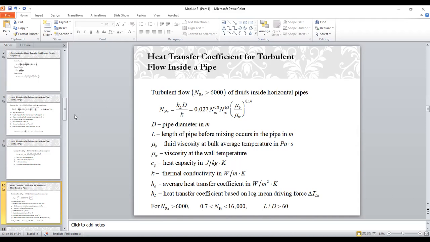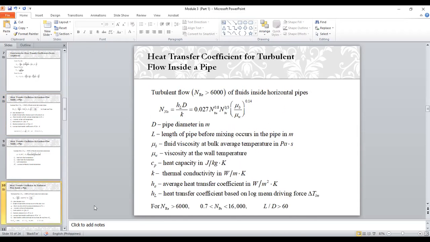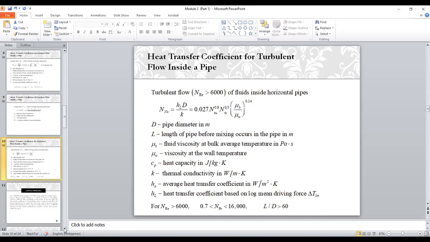Just like, I go back again to emphasize, these will be your conditions. That way you can use this particular Nusselt number formula for laminar flow. This one is for turbulent flow. Okay, let me move on.